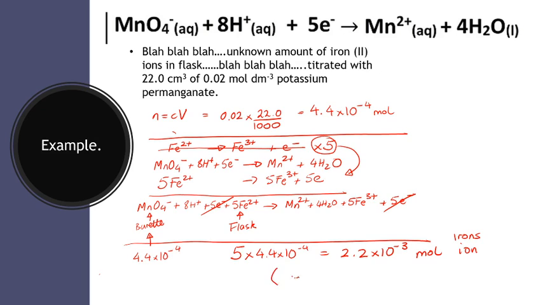If you had to turn it into a mass, the molar mass of iron is 56, the relative mass of iron is 56. So that's 56 grams per mole. So if I times that by 56, that will tell me that there was 0.1232 grams of iron involved at the start of the story.